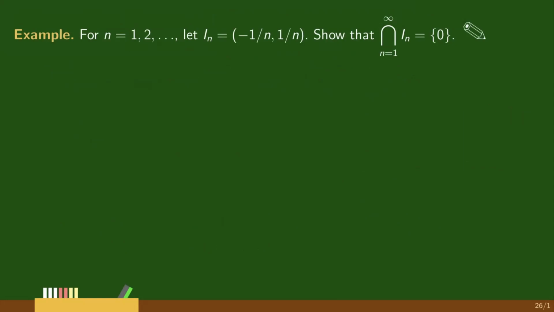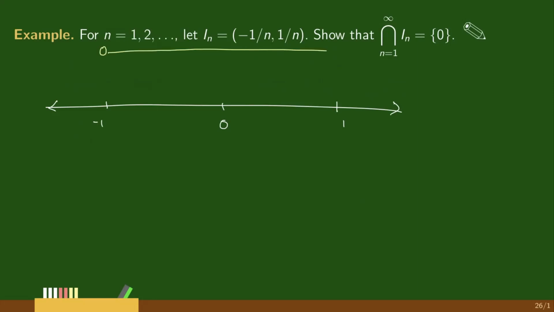So what does that mean? So let's try to construct this interval. So maybe this is -1, this is 0, this must be +1. Okay. So where is I sub 1? I sub 1 is the open interval from -1 to 1. That's I sub 1.